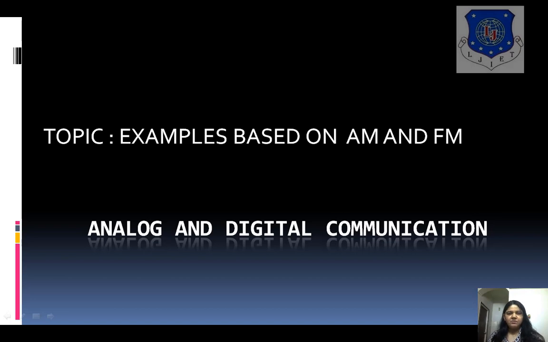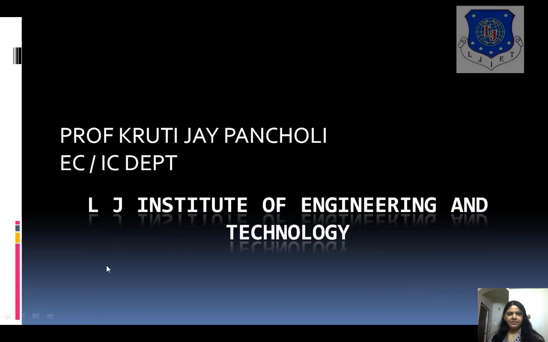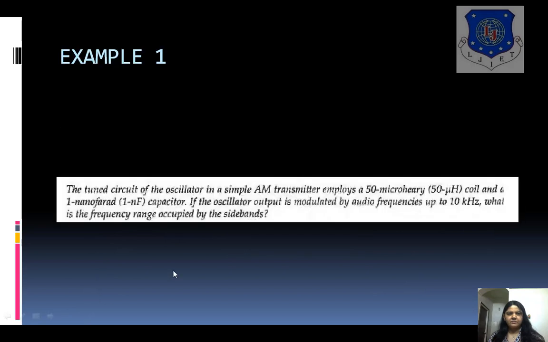In this video, we will do the revision about the examples based on AM and FM. Example number 1. The tuned circuit of the oscillator in a simple AM transmitter employs a 50 microhenry coil and a 1 nanofarad capacitor. If the oscillator output is modulated by an audio frequency up to 10 kHz, what is the frequency range occupied by the sideband?